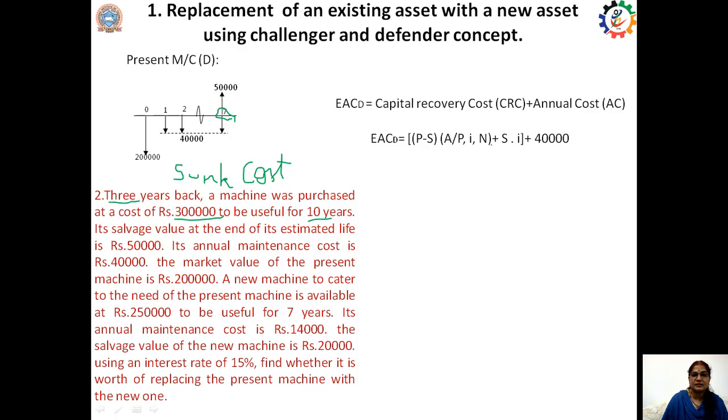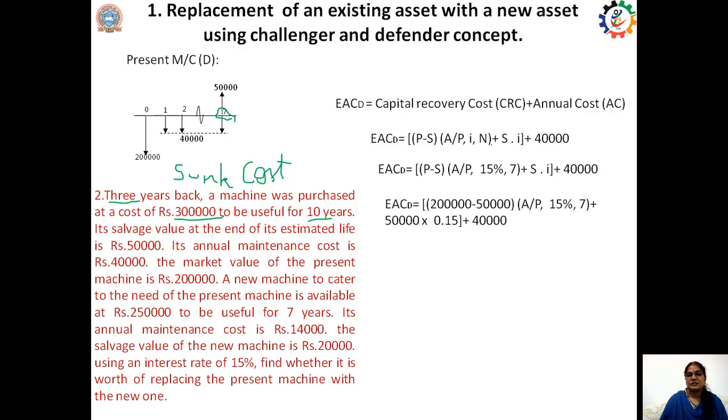Not 10, 3, because 3 years already over. Past costs and past life we are not going to consider in replacement analysis when challenger and defender type of problems are given. So annual cost is just the annuity 40,000, no conversion required directly, and this is capital recovery cost. Whereas here i is to be taken as 15 divided by 100, 0.15. So life to be taken is 7 years. Please note, not 10 years.